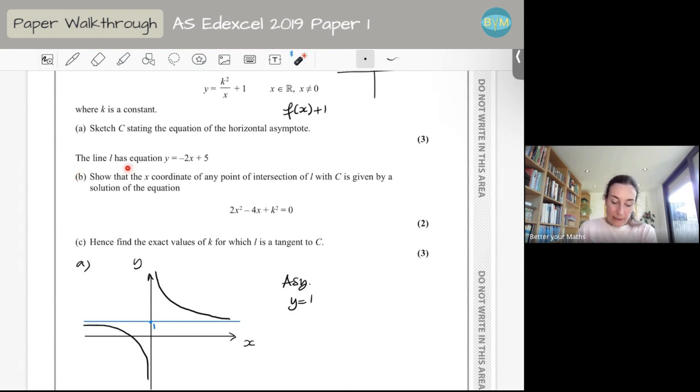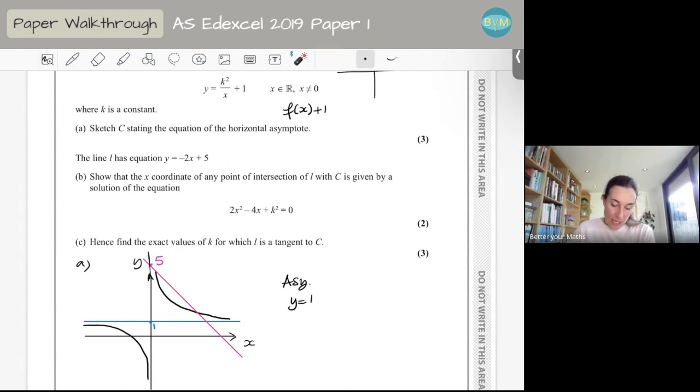The line L has equation y equals minus 2x plus 5. We have a straight line. Gradient is minus 2. Y-intercept is 5. So it will be something like this, it depends on the gradient. So this is 5, and the gradient is minus 2. So I have that line.